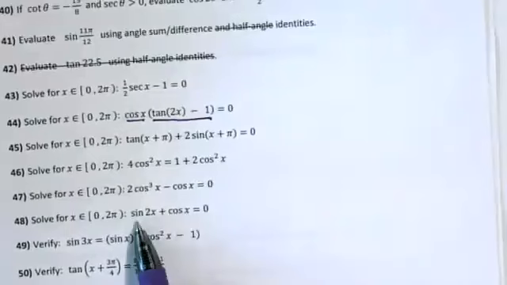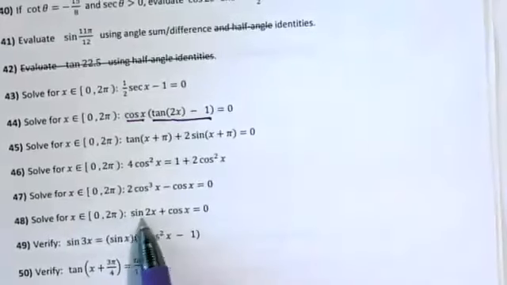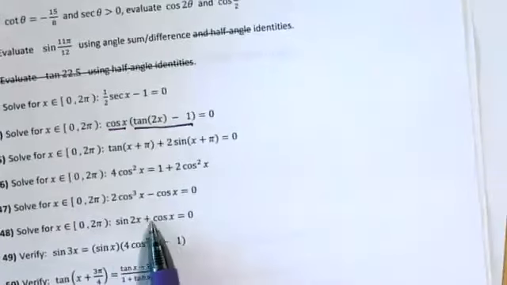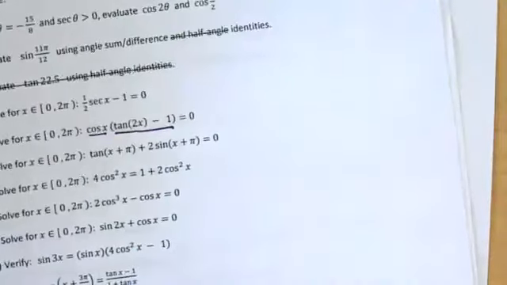Since it's got both sines and cosines in it, I would probably use the identity sine 2x is 2 sine x cosine x, if I'm not mistaken. And then we factored a cosine out. So play around with those ones. We'll have a look at them.